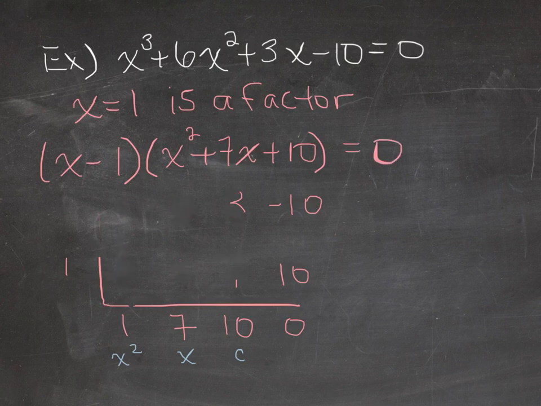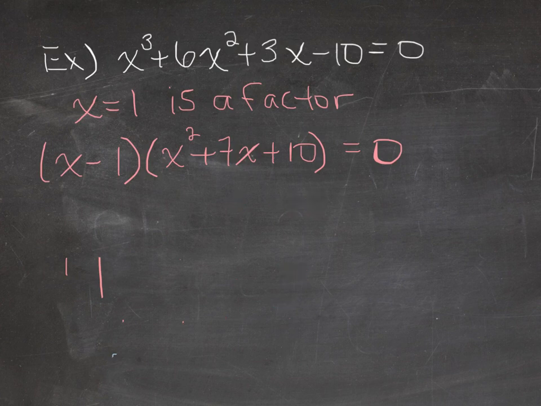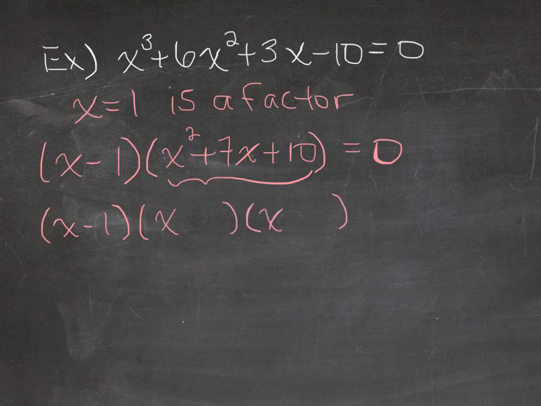So now I want to see, can I factor that? I have a quadratic in the right set of brackets. So can I factor that anymore? So I'm looking for two numbers that multiply to 10 but add to 7. So I know 5 times 2 will give me 10 and 5 plus 2 will give me 7. So I can factor that more. So I have still this first part here, x minus 1, and then I said the factors were 5 and 2, so x plus 5 and x plus 2 equals 0.